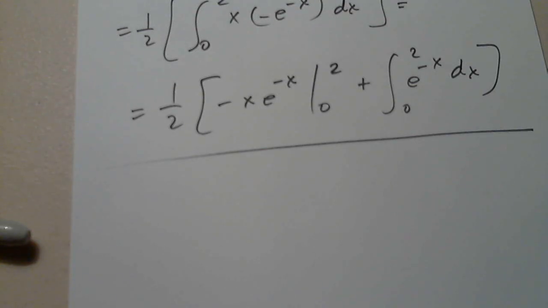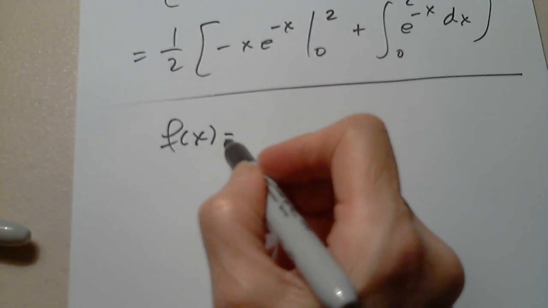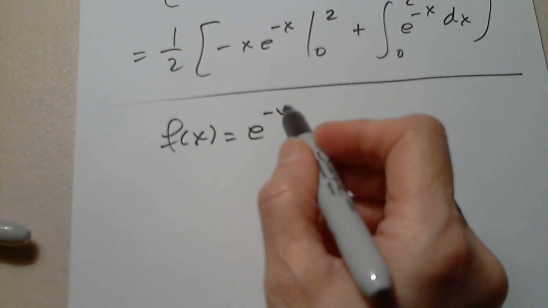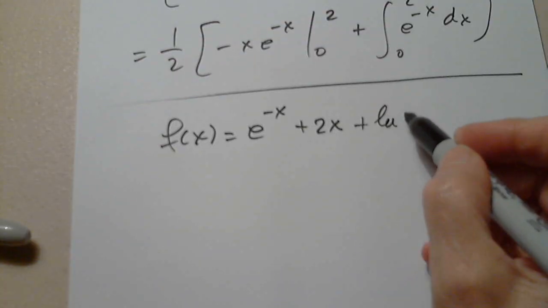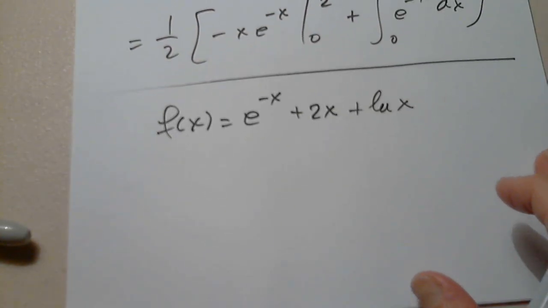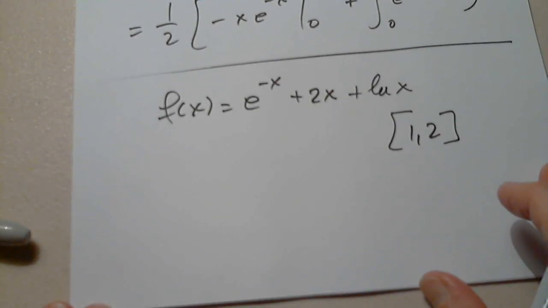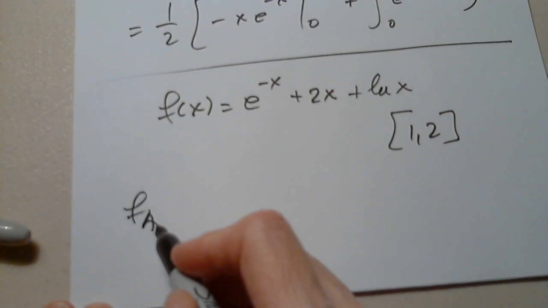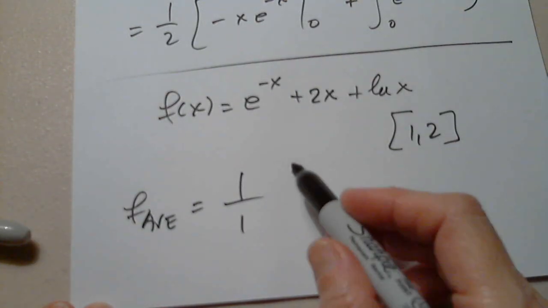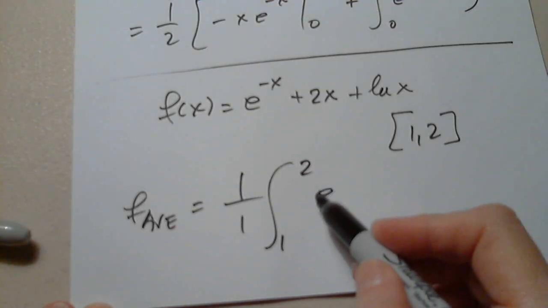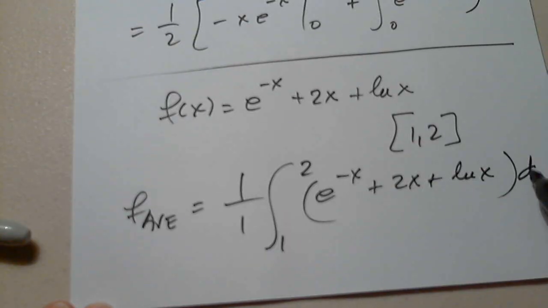Okay, so we can make up a function. It doesn't matter. So let's say f of x equals e to negative x plus 2x plus natural log x. Now let's say on the interval 1, 2. So f average is 1 over 2 minus 1, the integral from 1 to 2 of e to negative x plus 2x plus natural log x dx.